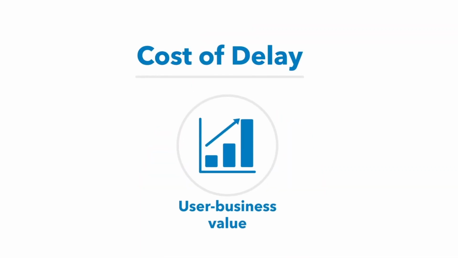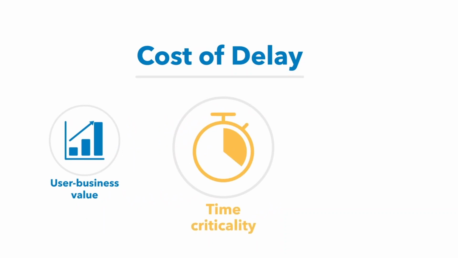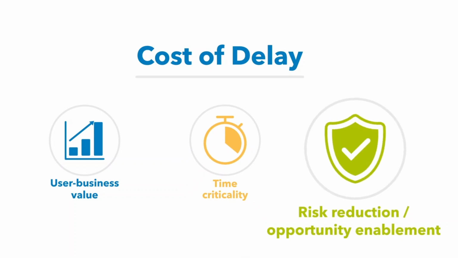SAFe uses 3 primary components that contribute to cost of delay. User business value: what's the relative value to the user or the business? What's the revenue impact on our business? Time criticality: how does the user business value decay over time? Is there a fixed deadline? Will customers wait for us or move to another solution? Risk reduction and opportunity enablement: what else does this do for our business? Does it reduce the risk of this or a future delivery? Does it enable other business opportunities?